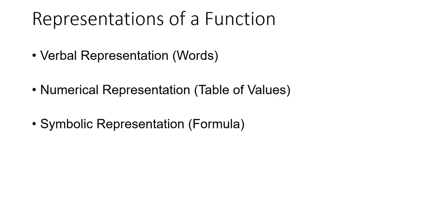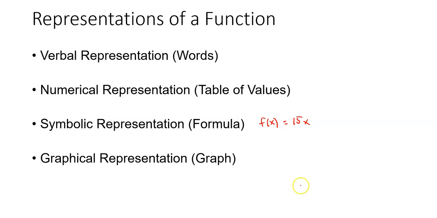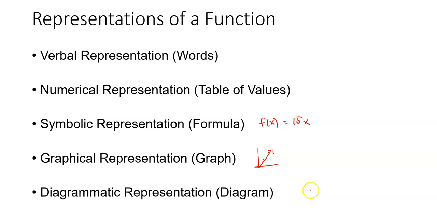I could represent it with a formula. Remember the formula we had before when we were figuring out the salary? F of x equals 15x. So there it is with a symbolic representation. I can make a graphical representation. I could graph on the xy plane and start at 0, 0, and go over 1 and up 15, over 1 and up 15, and so forth. I would have a graph that gives me the y value for every x value. And the last one is what they call a diagrammatic representation. In other words, we're going to draw a diagram, and we'll see in a minute that all we're doing is matching up items in the domain, or the independent variables, with items in the range, which is the dependent variable.